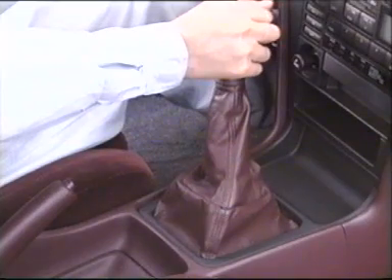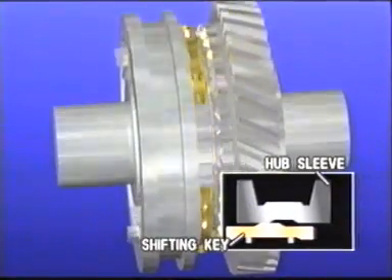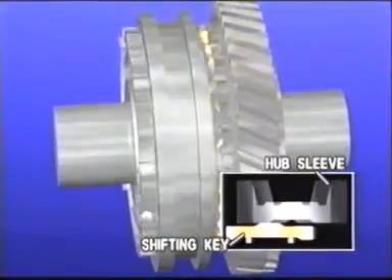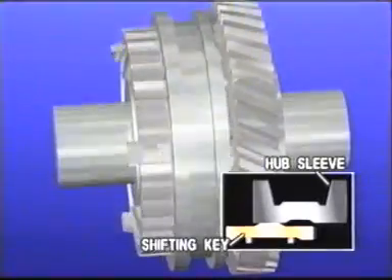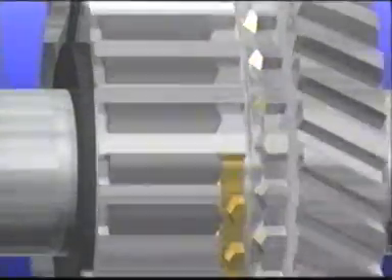Move the shift lever further. The hub sleeve rides up onto the projection of the key, and its spline tip pushes the synchronizer ring against the gear cone even more strongly. The friction generated by this action enables strong synchronization.